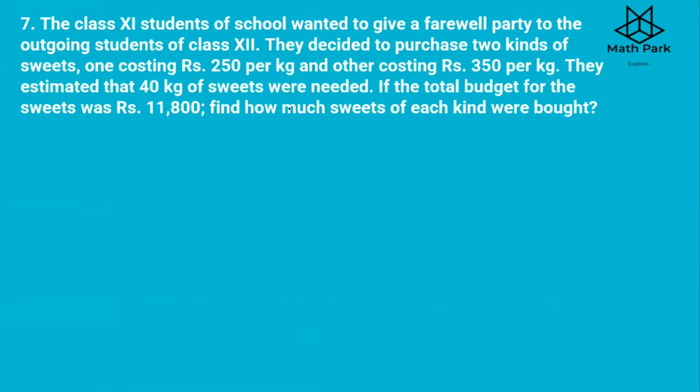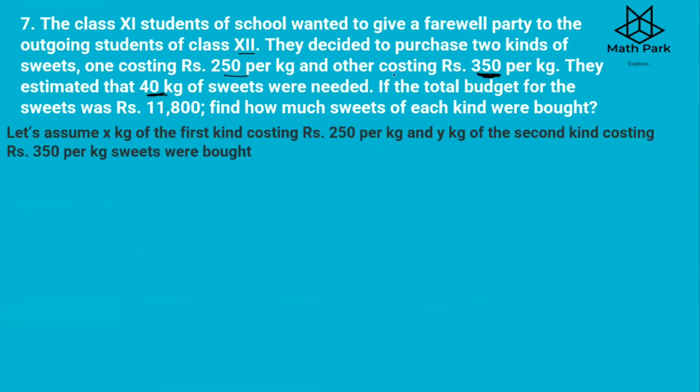The class 11 students of a school wanted to give a farewell party to the outgoing students of class 12. They decided to purchase two kinds of sweets, one costing rupees 250 per kg, the other costing 350 per kg. They estimated a total of 40 kg required. So let us take the type of 250 per kg as x and the type of 350 per kg as y. The total sweets purchased are going to be 40 kg. So x plus y is 40, which gives us equation number 1.